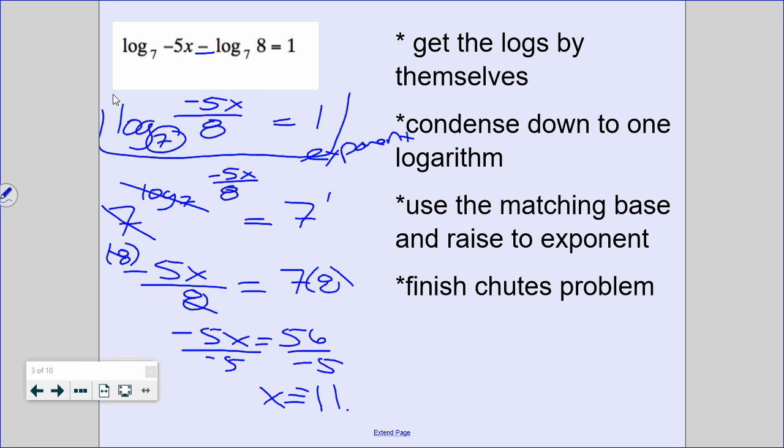4 decimal places? It's only 2. Negative 11.2, there is a negative there. It's supposed to be an equal sign. Okay, now here's the thing.